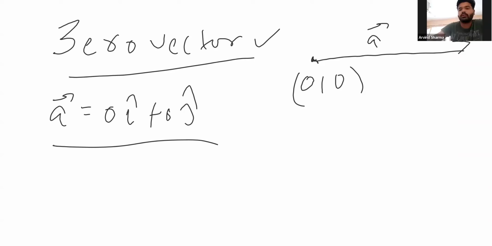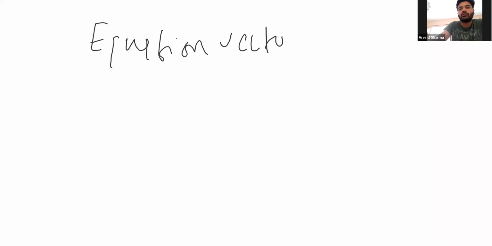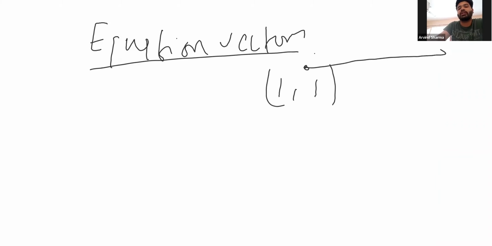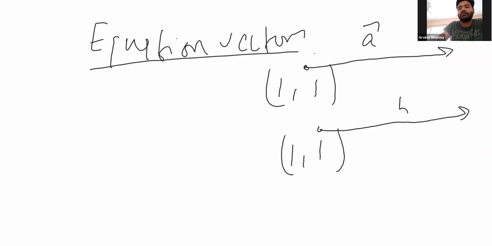Now here we have the next one, equal vectors. For example, two vectors are given to you, like 1 comma 1. A point is given to you and it is represented as vector A. And 1 comma 1, the same point is given to you and it is represented by vector B. So how will you write the vector?